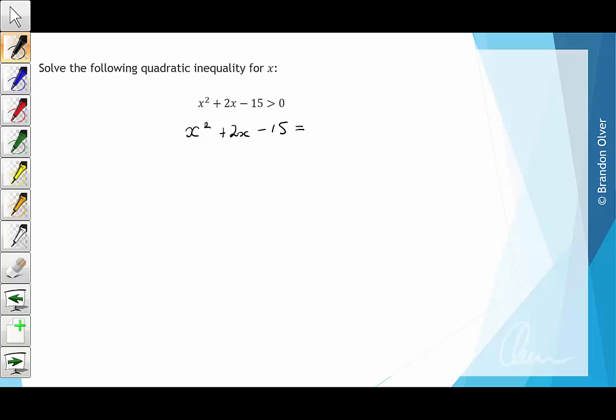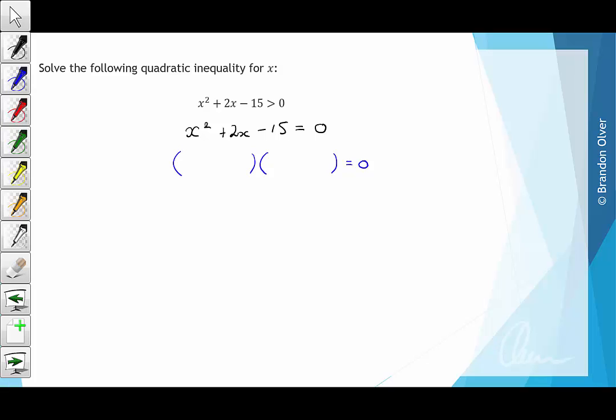Instead of is greater than, we're just going to solve it equal to the right hand side, which is equal to 0. So when we're solving a quadratic equation, we factorize the expression and we still have it equal to 0, so we can use the null factor law.